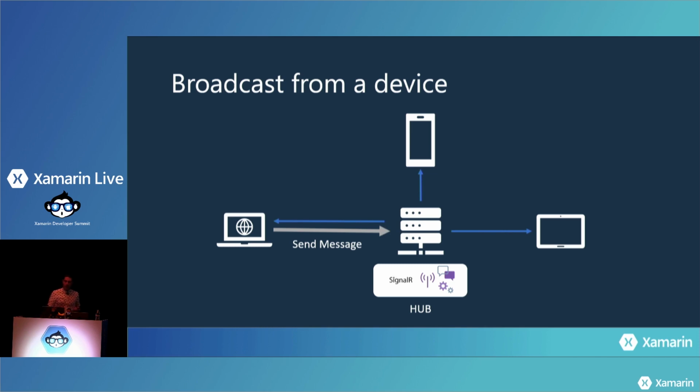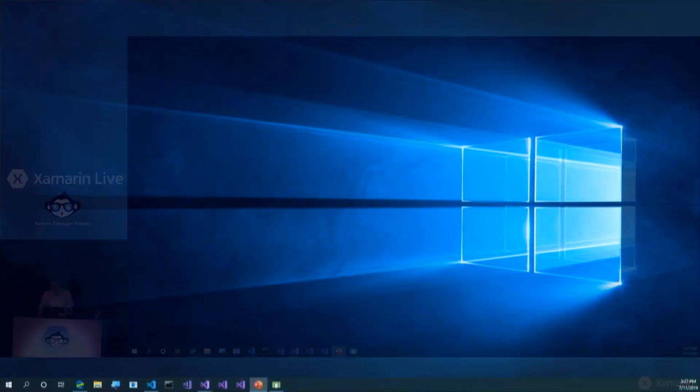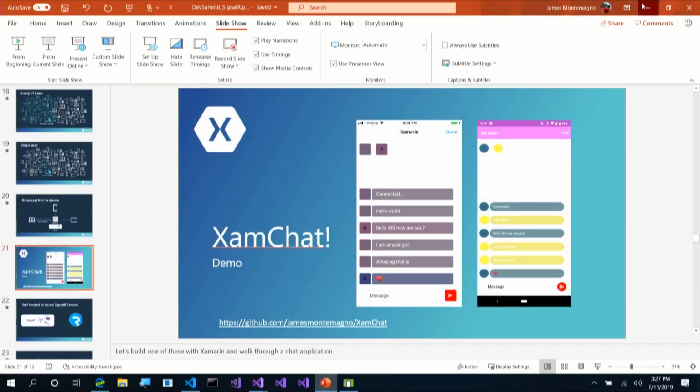This would be a really great use case for a chat application because you can't do real time without a chat application. So I built a little chat application to kind of show how we can not only broadcast from a device to other devices, but also do them in a group. So here's what we're going to do. We're going to head over to Visual Studio.